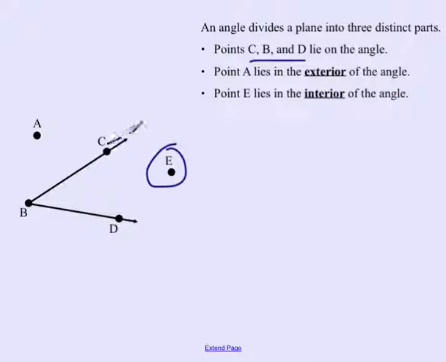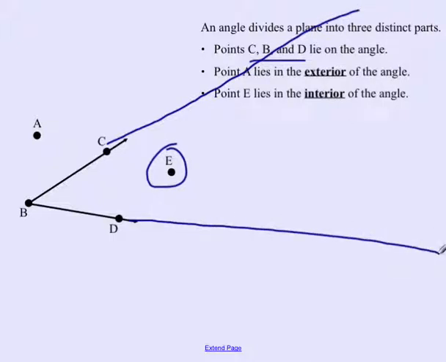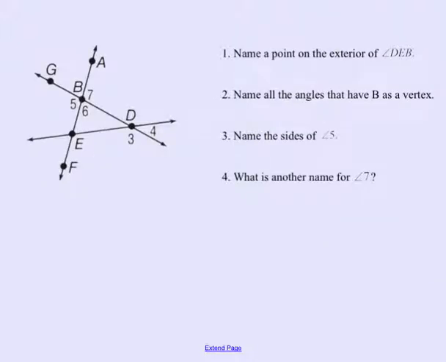If you were to think of these lines as continuing on forever, because they do, notice how that E would be kind of like it was getting eaten by an alligator. That E is inside of the alligator's mouth. That's why we call it the interior. Okay, let's take a look at a couple more problems. So let's take a look at number 1. Name a point on the exterior of DEB.